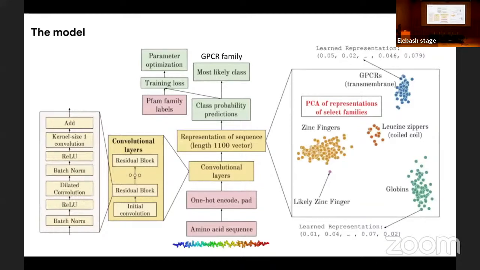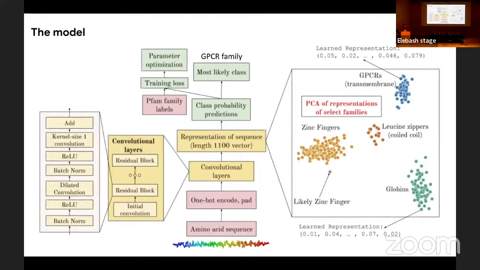And so once we have that representation, we can use it to predict which class the sequence belongs to, and then you update the model according to whether we got that correct or not. And so this is a principal component analysis of the learned representation. If this model worked perfectly, all members of a class would end up at a single point in this PCA. And so we get this sort of grouping.